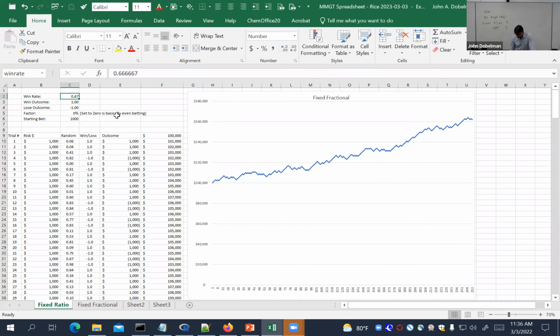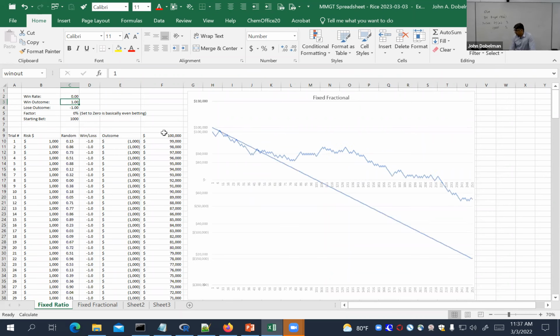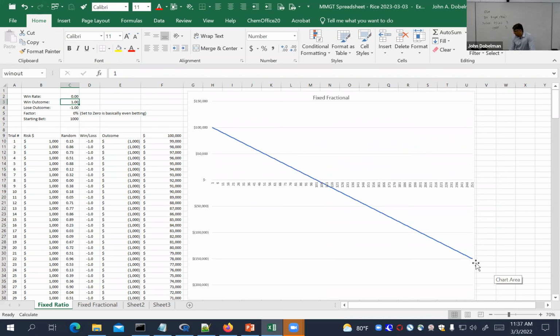So let's say your edge is 40%. Well, if you're even betting, well, yeah, that's what you expect. You're going to run yourself into the ground. And the way to see if this goes to the ground is just say you never win, and you go straight into the ground. Well, I guess I didn't put in a min to stop you at your bankroll.